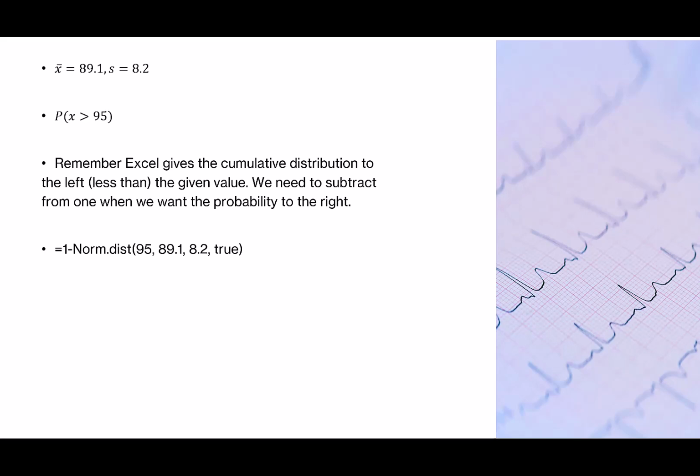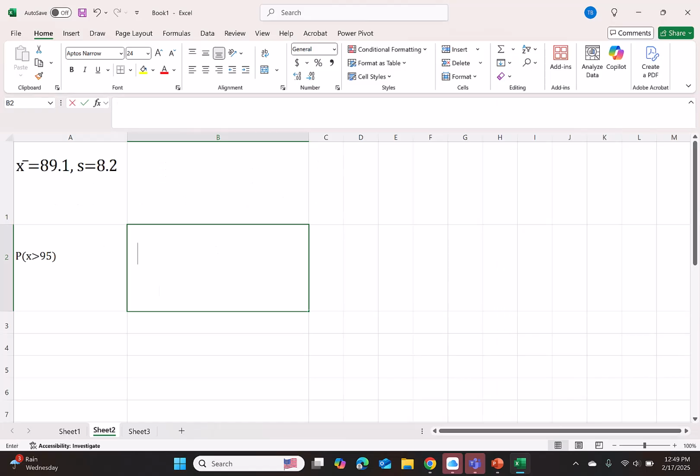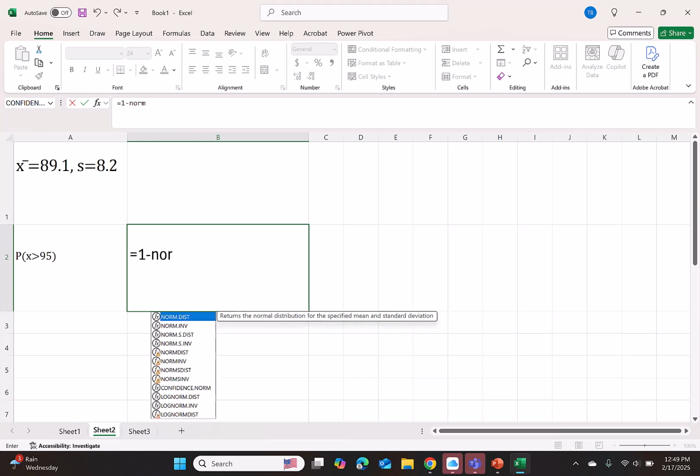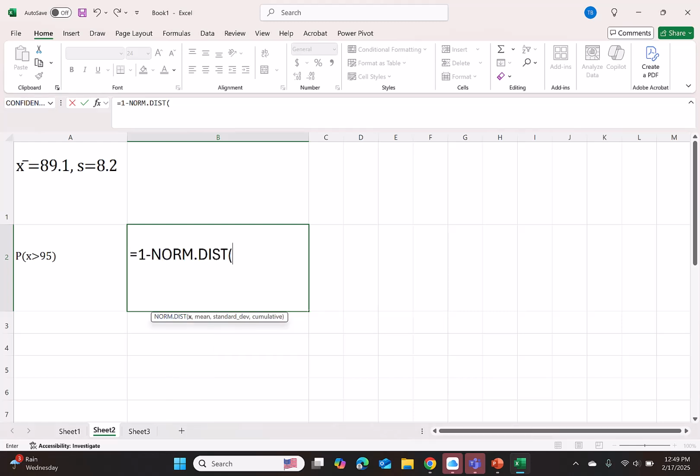Let's go try that. So in my cell, I type equals 1 minus to say I'm going to the right, norm, and I see my norm.dist that I can pull up.